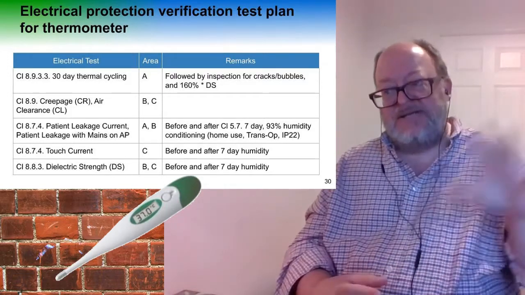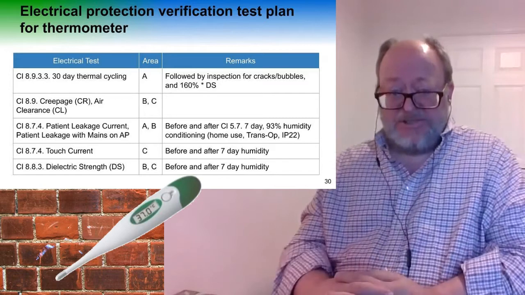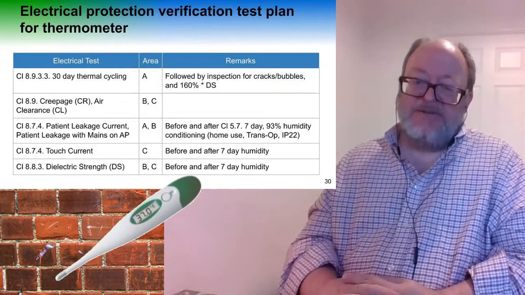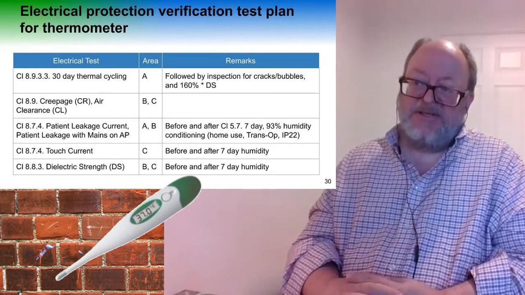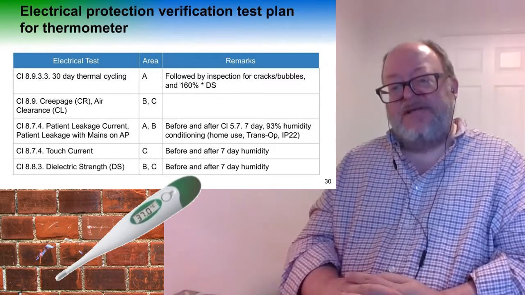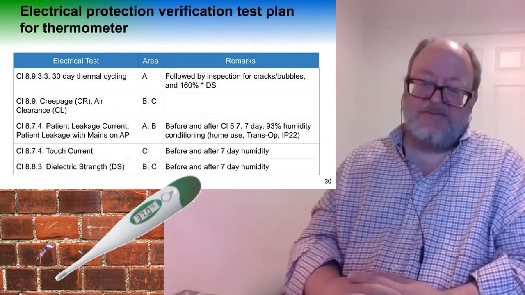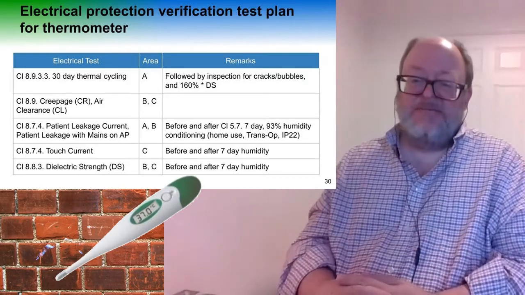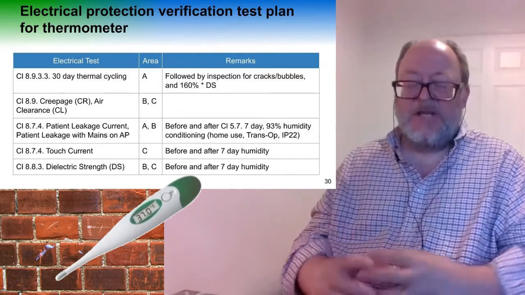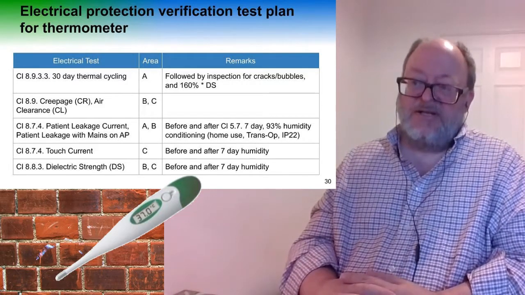Areas A and B, A is the applied part, B is the pseudo F type. We would do patient leakage as well as a mains on the applied part patient leakage. And that needs to be done before and after a 7-day humidity conditioning test. It's 93% humidity. The home care collateral requires an IP22 because it's transit operable. It could be moving while it is providing its intended use, its clinical function. So anything more than IPX0 needs 7 days for humidity.